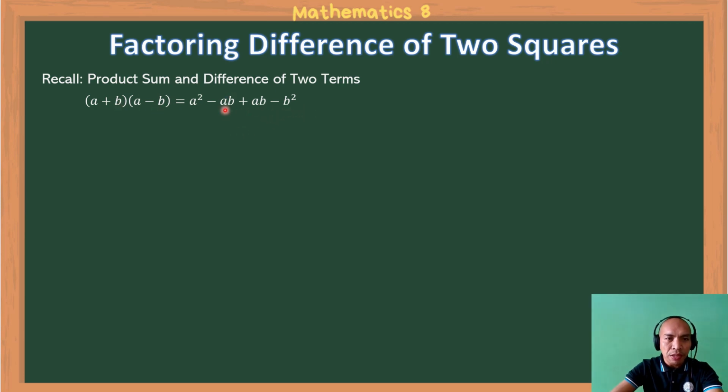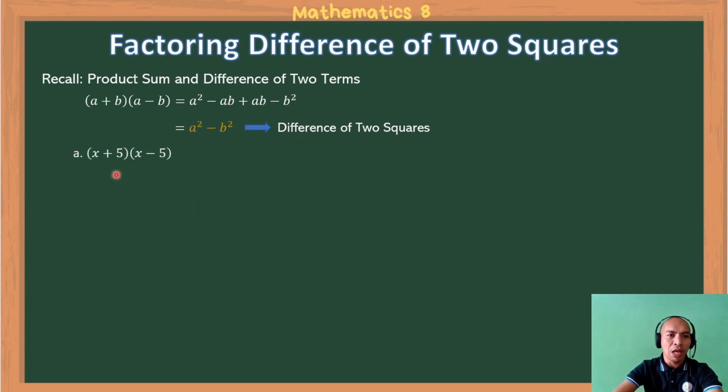As you can see, these two terms are the same, but they are opposite in sign, so they are additive inverses. If we add the same number with opposite signs, their sum is equal to 0. Therefore, this cancels out. What is left now is a squared, and we just copy minus b squared. So this is called the difference of two squares. If we multiply two binomials having the same terms that only differ in the operation, the resulting product is called the difference of two squares.